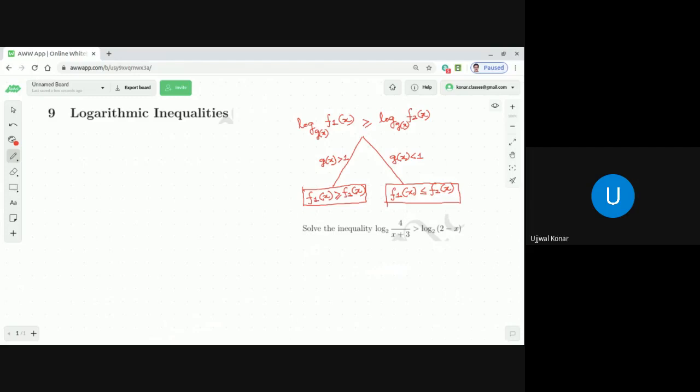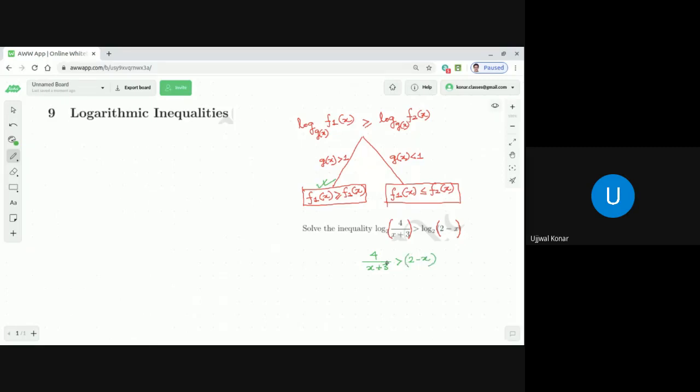The moment you get this inequality, dear students, it is very easy to convert it. What is f1(x) in context to this discussion? f1(x) is this 4/(x+3), correct, no, dear students? And what is f2(x)? 2 minus x. So if we can convert it to f1(x) greater than f2(x), it is easier, no? What is the base here? Base here is 2. 2 is always greater than 1. So we should take this branch. We should always take this branch because the base is greater than 1 here. So what we get: 4/(x+3) is greater than 2 minus x.